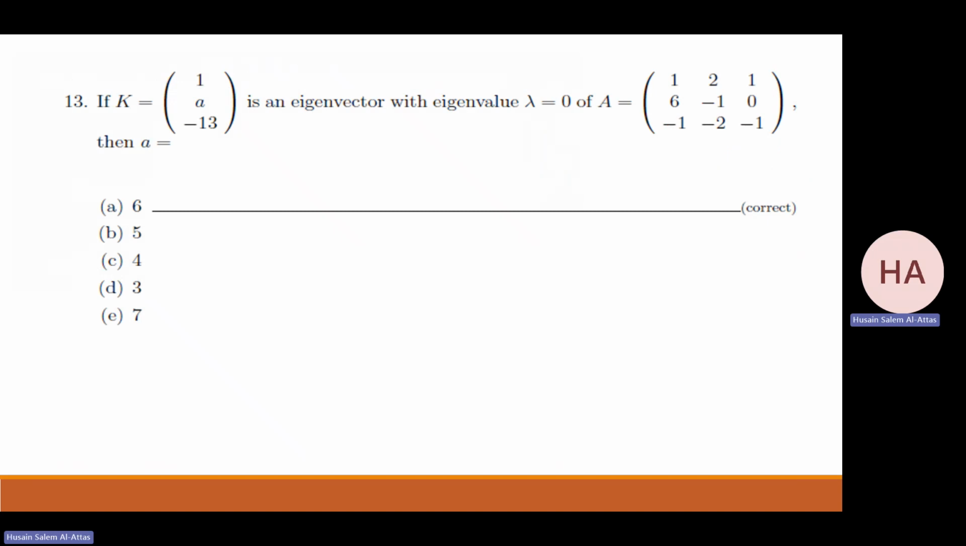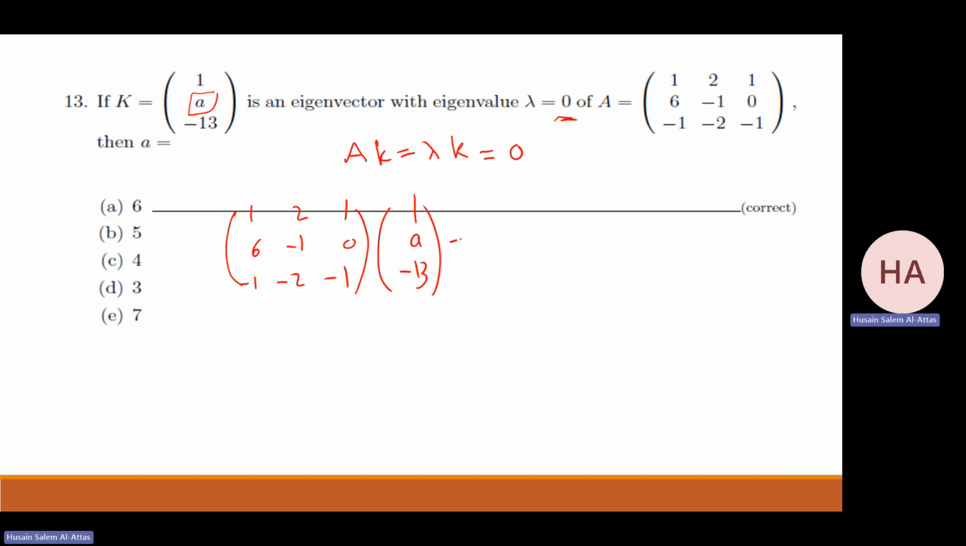If K is an eigenvector, he put A there, but he told you this is an eigenvector for lambda equal 0. So you have AK in this case. AK will be lambda K. And lambda is 0, so that will be the 0 vector. So I need to check now this matrix 1, 2, 1, 6, minus 1, 0, minus 1, minus 2, minus 1 times K to find A. That should be equal to 0, 0, 0. Let us see what will happen.